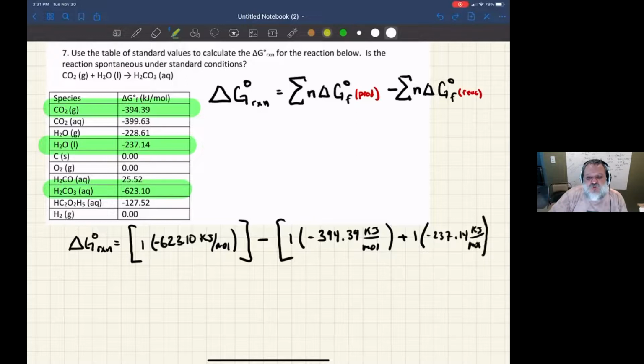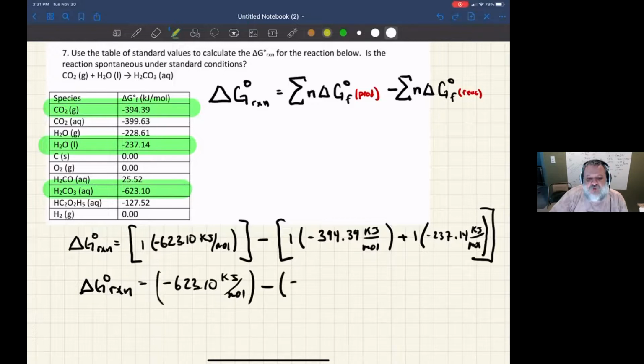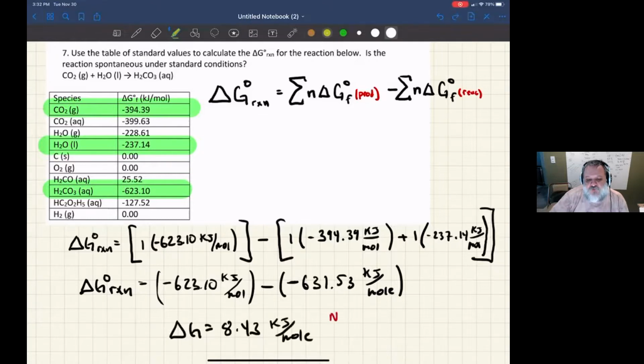I usually then add up both brackets separately, so I get negative 623.10 kilojoules per mole minus negative 631.53 kilojoules per mole. Now, subtracting a negative number is just like adding a positive number. And so I'm going to add it, and I get 8.43 kilojoules per mole.